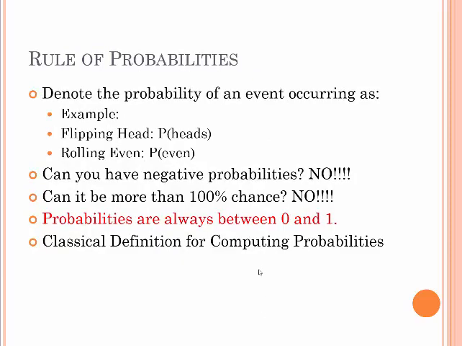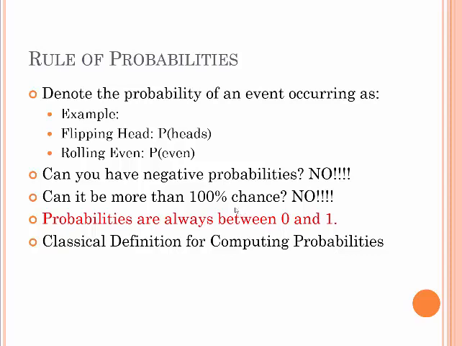Now we can talk about some rules before we get into how you compute probabilities. We denote the probability of an event occurring as follows. For flipping heads, we would write P, which stands for finding the probability, of getting heads. Or for rolling an even number, we'd write P, and then in parentheses what we're looking for, getting an even. So can you have negative probabilities? Obviously not, no. Can you have a probability of something happening more than 100%? Obviously no.